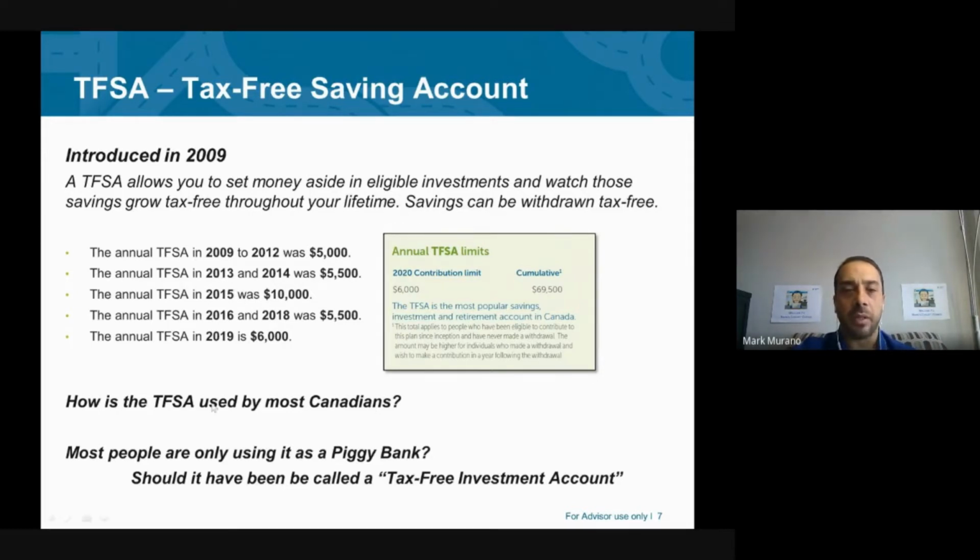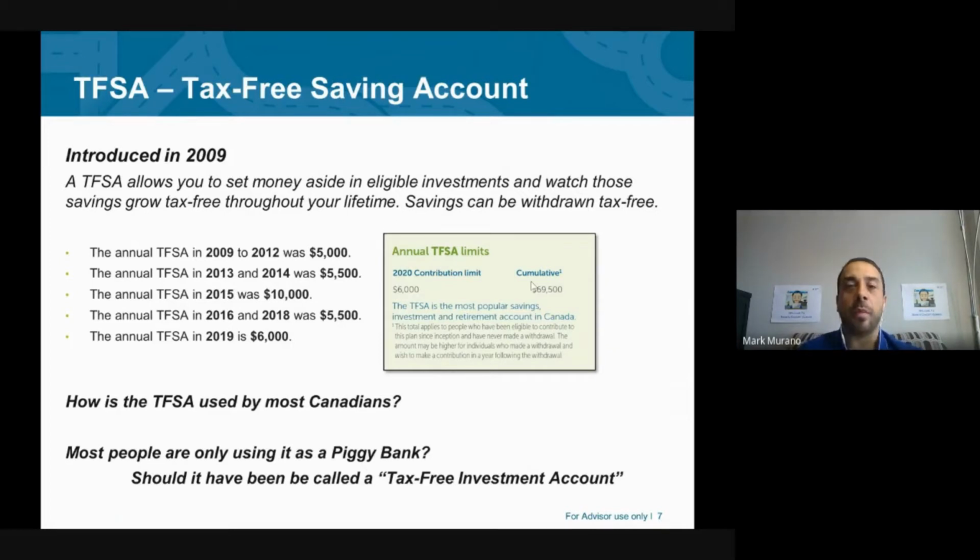So here are our limits from 2009 to 2012. We could put in $5,000 into a TFSA. 2013 to 14 went to $5,500. The Conservatives gave us $10,000 in 2015. And then in 2016, Morneau took it back and put us back down to $5,500. And in 2019, it's $6,000. And this is a little snippet from the Empire's financial facts. And we have now $6,000. Cumulative total deposit into TFSA, $69,500.